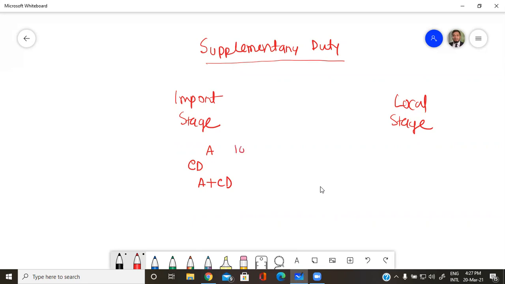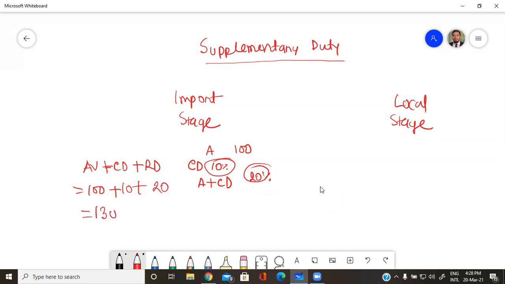So say, for example, the assessable value is 100, customs duty has been imposed at, say, 10%, and regulatory duty has been imposed at, say, 20%. In that case, on which value will supplementary duty be imposed? Assessable value plus CD plus RD, regulatory duty. So it is 100, it is 10, it is 20, and 130. On this value, the supplementary duty will be imposed.